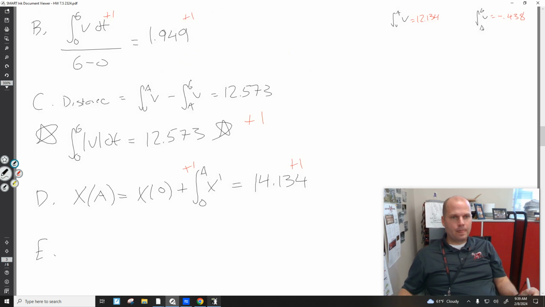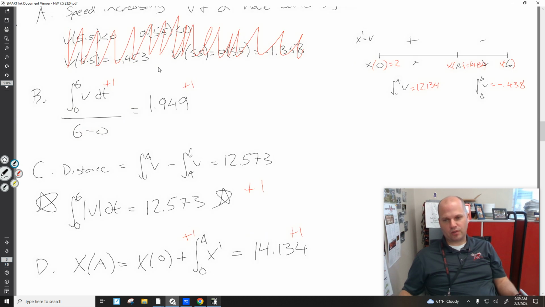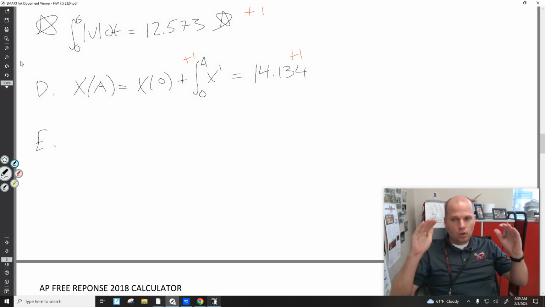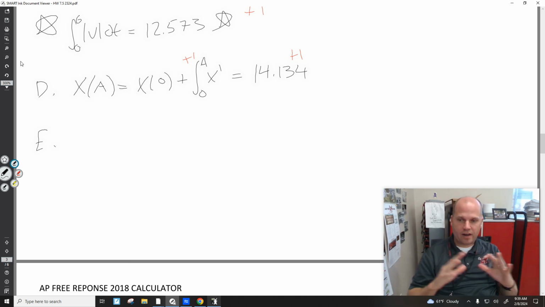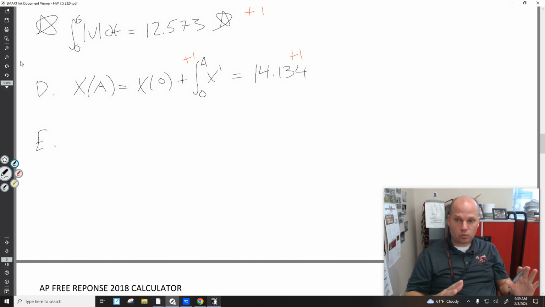Part E, when is the particle furthest right? I mean, I probably should change this to furthest left. But we know the answer; now we have to justify. There are 2 ways to do this, guys. There's a quick way that involves a lot of words. There's a long way that uses fewer words. I'm going to do the long way that I think is easier.